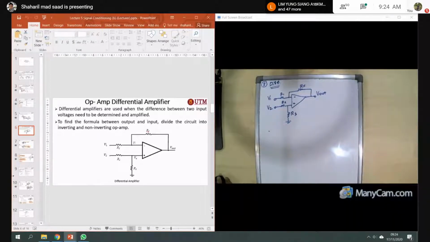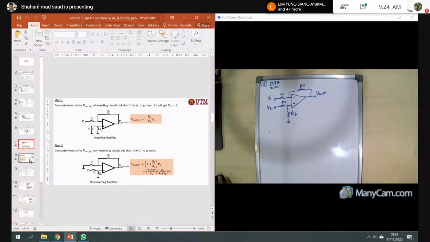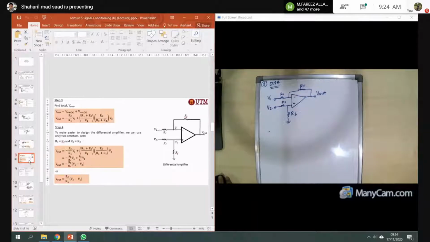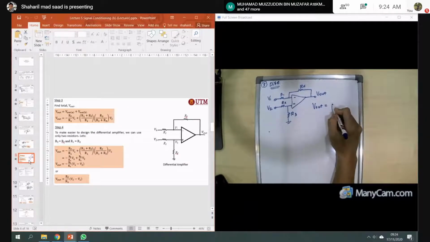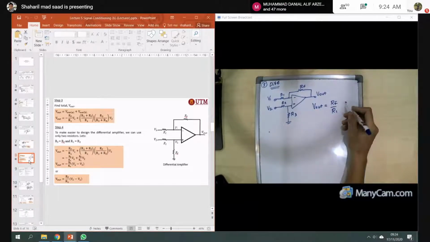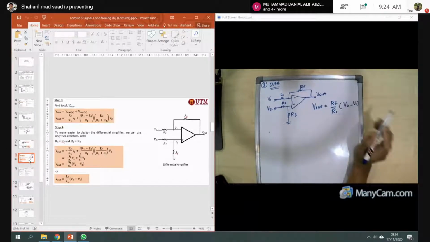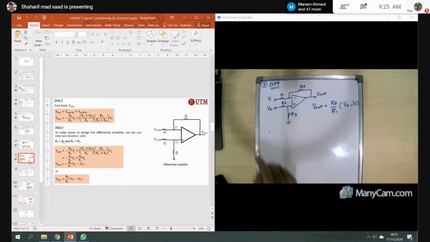Okay, and then this is the step, right? How to get the formula for this one. However, there is one formula that you can use. V out here is equal to RF divided by R1 times V2 minus V1.